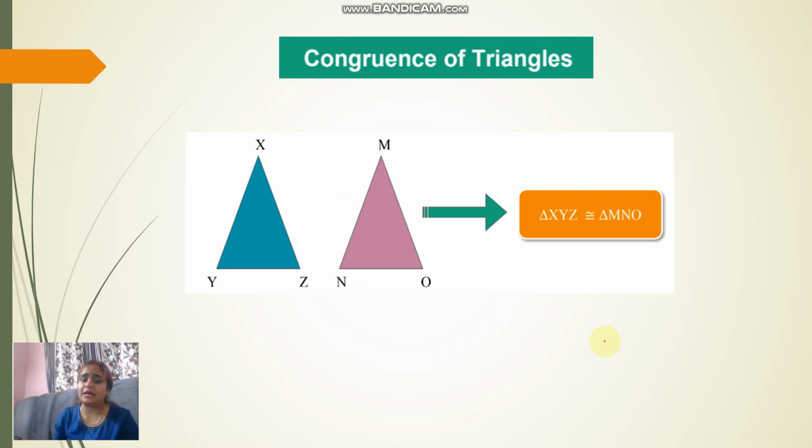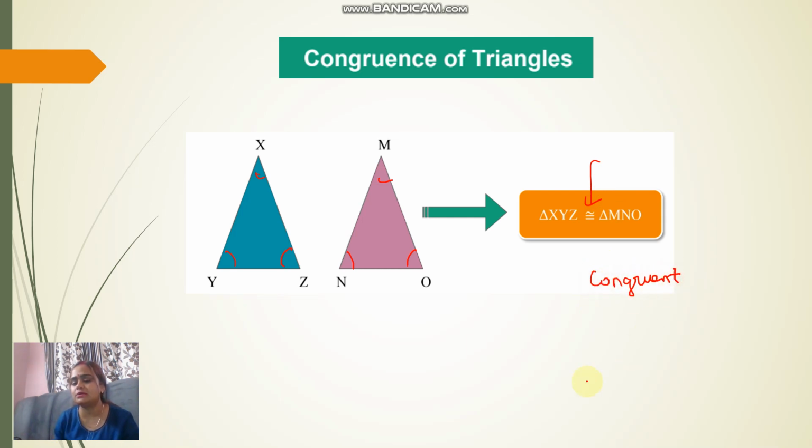If all the angles and sides are equal, like in triangle XYZ and triangle MNO, if we place XYZ onto MNO, it will exactly cover it. It means the angles and the sides of both triangles are the same. So that is the congruency of triangles. It means both triangles are congruent to each other, and you can see one sign over here, that is the sign of congruency. It means they are congruent.